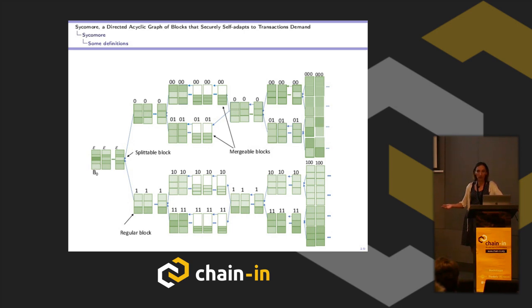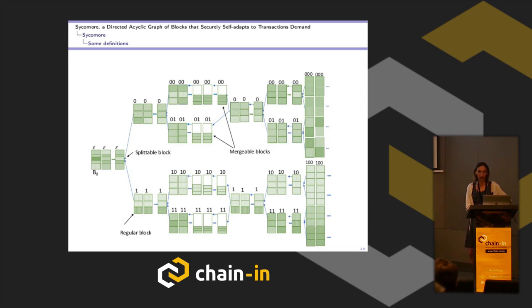Okay, at some point, I don't know, we are in October, Christmas is over, so the transaction demand will decrease, will drop. And so at some point the blocks will be underloaded, and you will have a mergeable block. And so this mergeable block will merge with a mergeable block in a sibling chain.